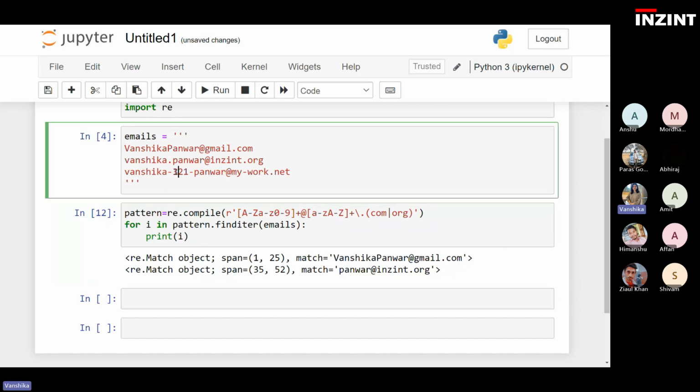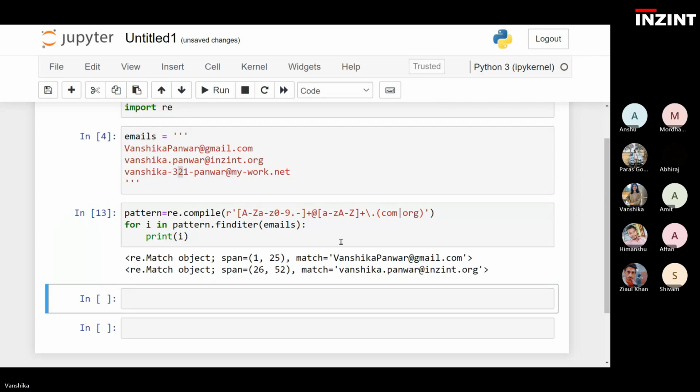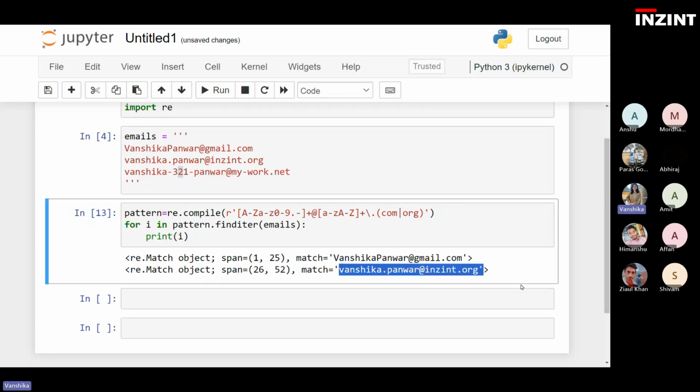And see here we have the digits, so I'm matching for it. And also we can find dash or dot. So you can see that the second email is also matched properly.